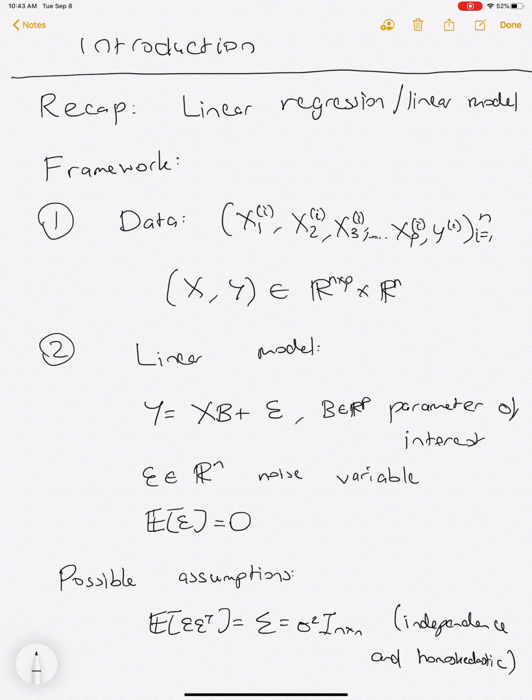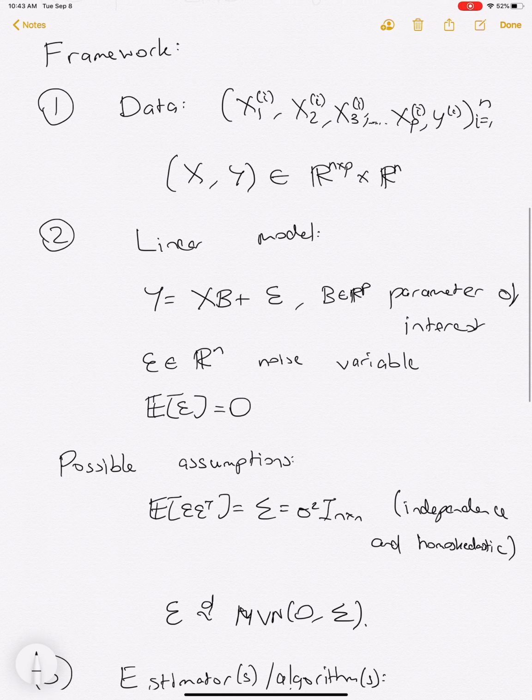The statistical model that we focus on in this linear regression setting is the standard linear model, which is y equals Xb plus epsilon. So the response depends linearly on the features. Here b is a p-dimensional vector. That's the parameter of interest, the coefficient weights. And epsilon is the noise variable, an n-dimensional vector, one for each sample, and it's going to be zero mean.